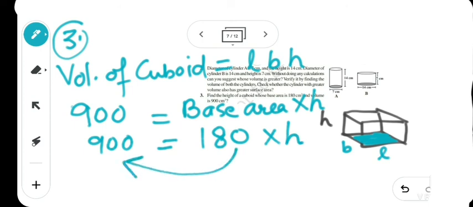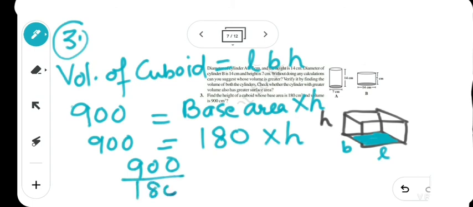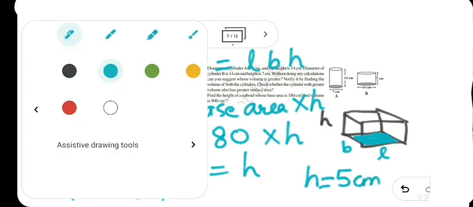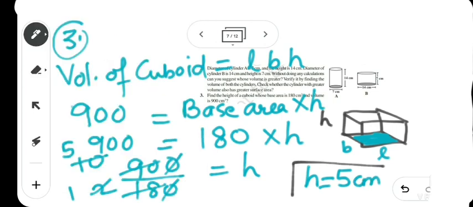Now this 180 will go to the other side and get divided. We will solve it to find the height of the cuboid. 0 can cancel with 0. These two numbers can cancel on the 9 table: 9 tens are, 9 twos are. Further we can cancel on the 2 table: 2 ones are, 2 fives are. So we get the height of the cuboid as 5 centimeter. So this is our answer. Height is 5 centimeter. Okay students, so are you understanding?